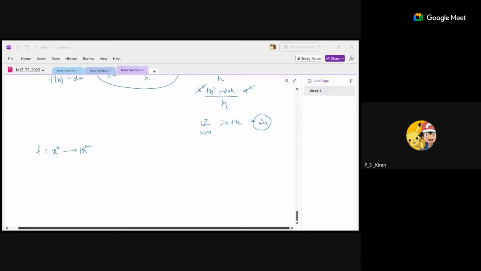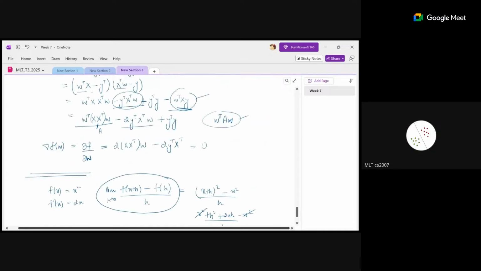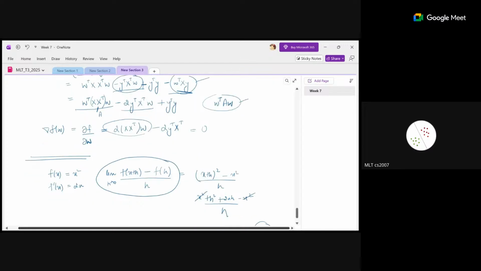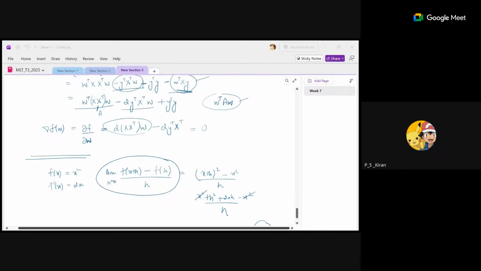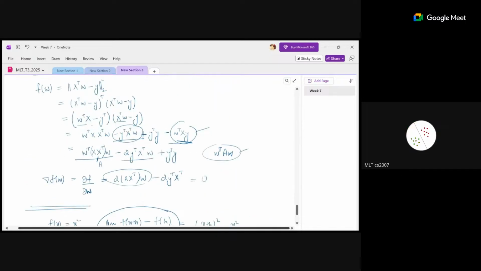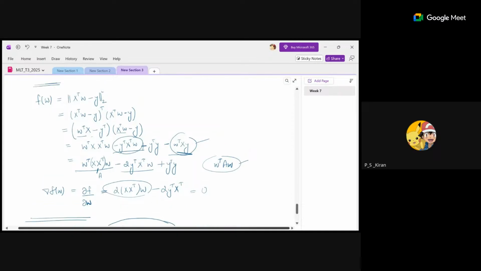Ma'am, what are you doing? We got the gradient, and we substituted 0 and we can solve for it. But I thought you had a doubt on why it is this. Yeah, we are taking the norm squared of w. So after differentiating, it becomes 2 into w.